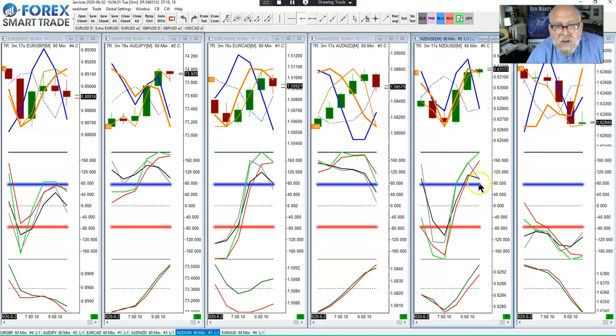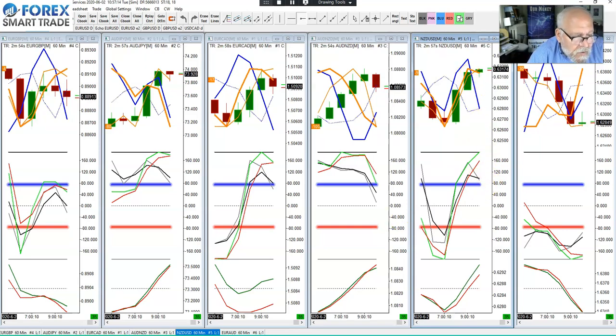NZD USD. All my lines are, I've got a minus 9, which is within 10 of 0, and I have all of the lines above. I am going to go ahead and take this as a 5 pip sell. Got both conditions, condition 1, condition 2.